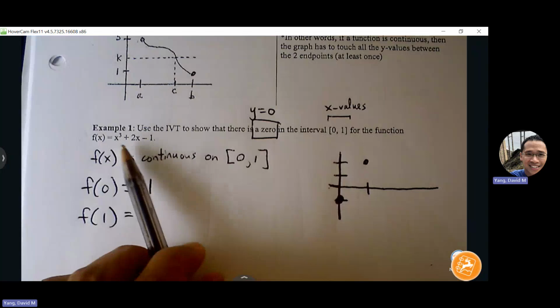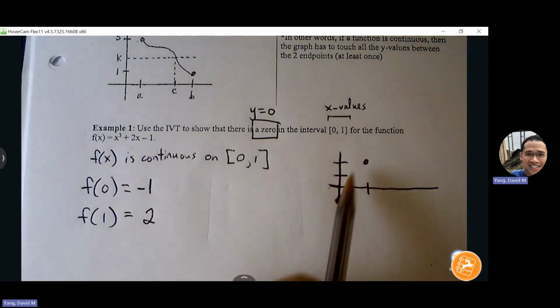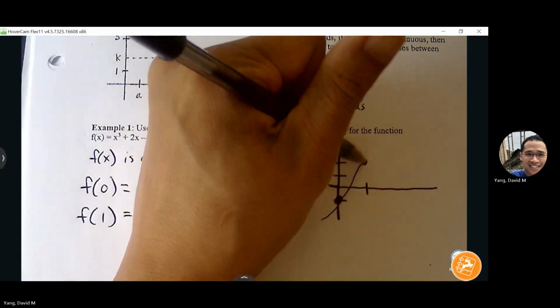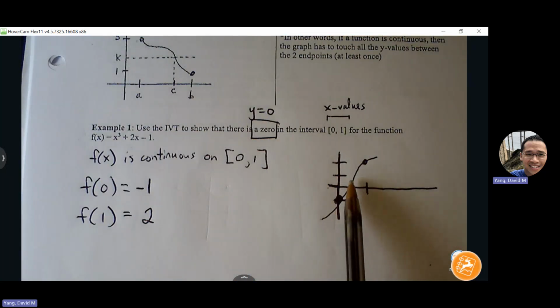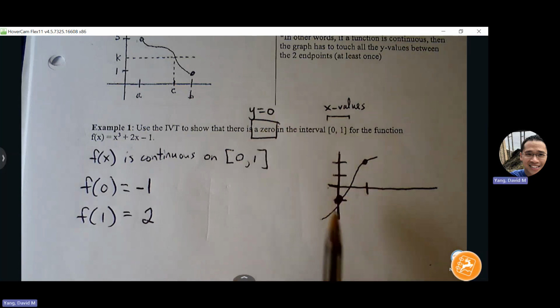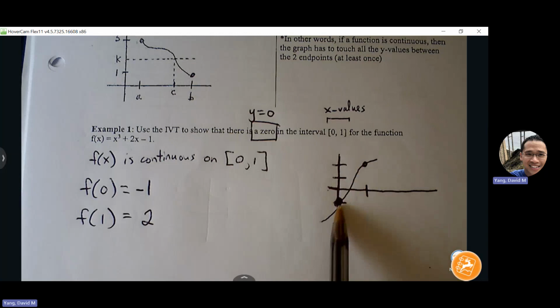I'm not sketching the graph. I'm not using my graphing calculator, but I know my graph is going to connect from these 2 points because it's continuous. So maybe the graph looks like this. Okay. So is my graph guaranteed to cross a y value of 0? Yes, because I started at a point below and I ended at a point above. And if I have that going on, then I know it's going to have to cross through 0.